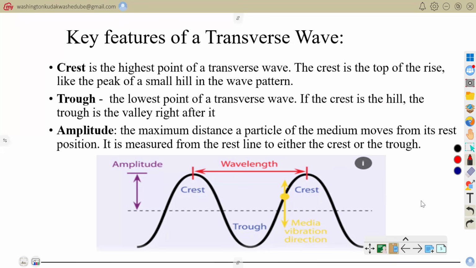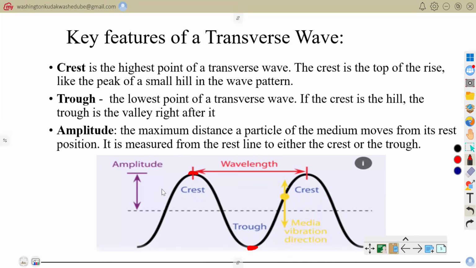If the crest is the top of the rise of a hill, then the lowest point, or the valley of the hill, becomes our trough. So the lowest point of a transverse wave is the trough. The crest becomes the peak, whilst the trough becomes the valley, the lowest point.